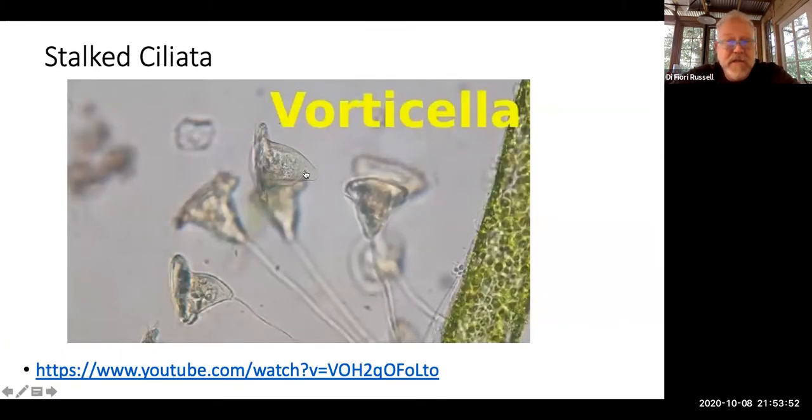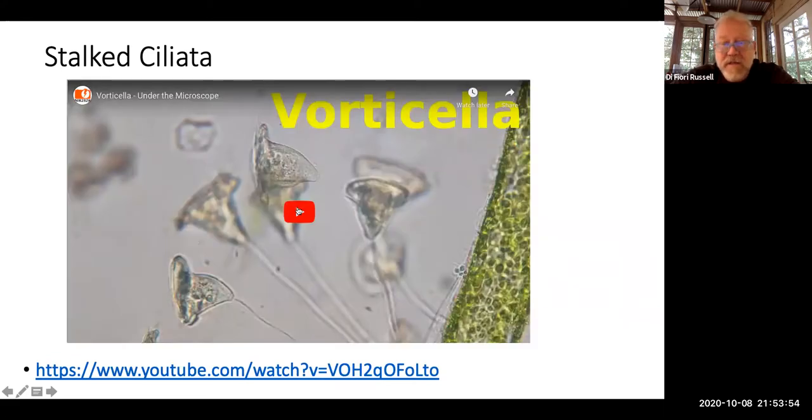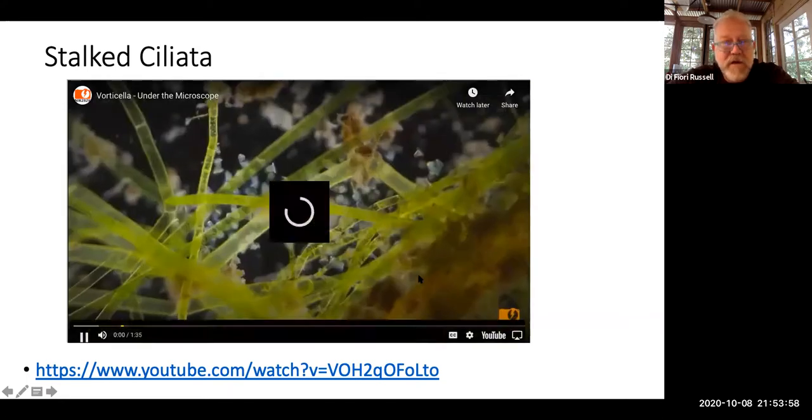Vorticella and some other relatives, these are stalked ciliates. So let's see if we can get these guys to move a little bit for you.